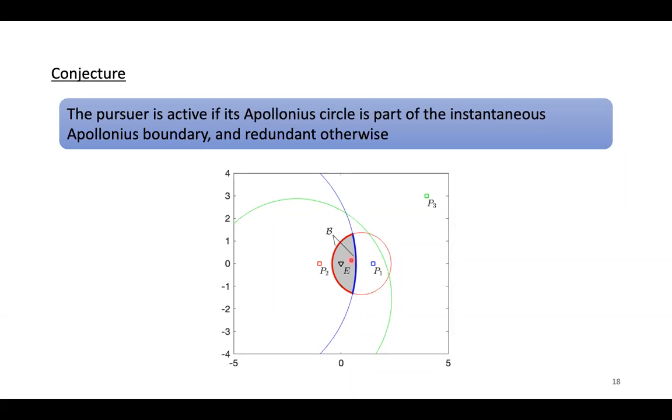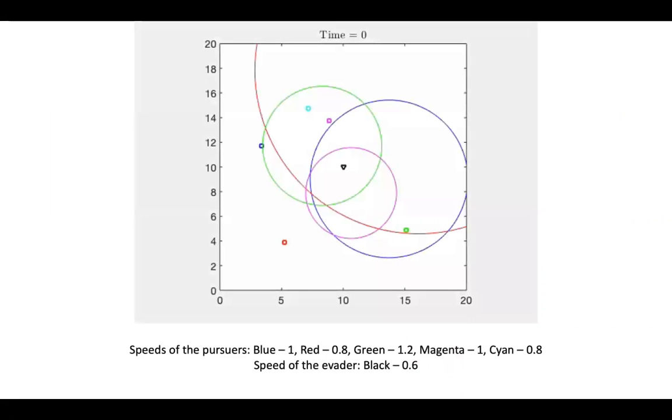In this situation, if you see, the Apollonius boundary only has P1's Apollonius circle and P2's Apollonius circle, which means only P1 and P2 are active, and P3, since its Apollonius circle is not part of the Apollonius boundary, is redundant. So with this idea, I can now solve the situation where, given an intruder in a secured airspace, I can assign pursuers based on the instantaneous Apollonius circles and let the agents pursue as long as they're active, and the redundant pursuers can stop and rest.